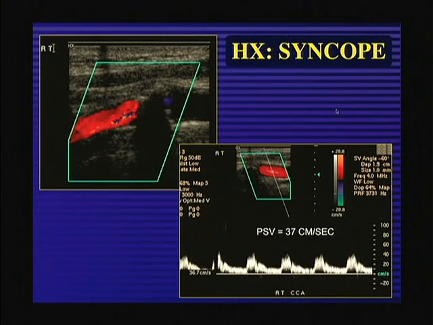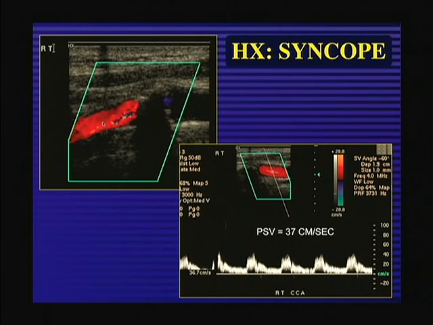Let's start out with this case. This patient presents with a history of syncope, and we have a color Doppler image showing calcified plaque in the carotid bifurcation. You can appreciate the shadow from the plaque and the posterior acoustic shadow. And we can see that there is relatively homogeneous flow in the internal carotid artery. The first sample is from the distal right common carotid artery, and the flow velocity is 37 centimeters per second.